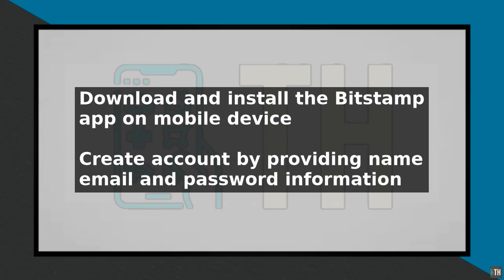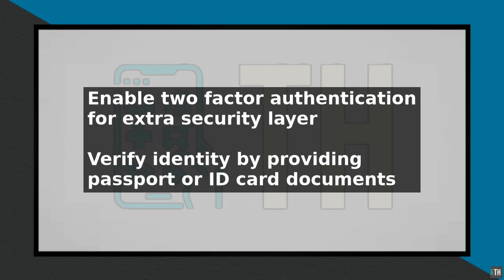After verifying your email, log into the app and go to the Settings section to enable two-factor authentication, which adds an extra layer of security to your account. You will also need to verify your identity by providing identification documents such as a passport or ID card and proof of address.